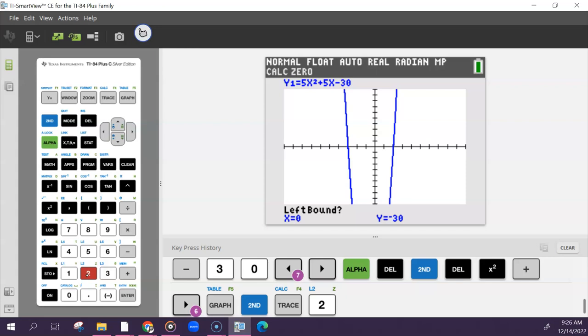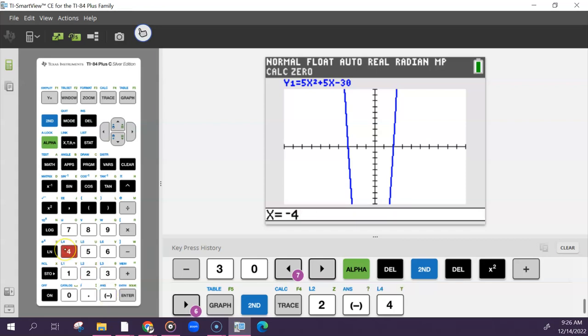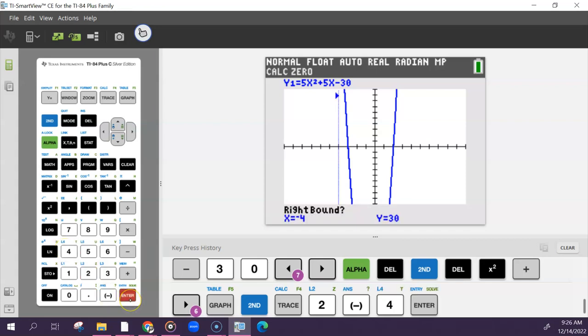Let's say I'm looking for this one on the left that I think is negative 3, but I just want to make sure. I just need a number to the left of this. Any number works, negative 4, negative 5, negative 10, doesn't matter. So I'm going to type in negative 4 and hit enter. A line should appear. That is now your left bound. We're not looking past that line.